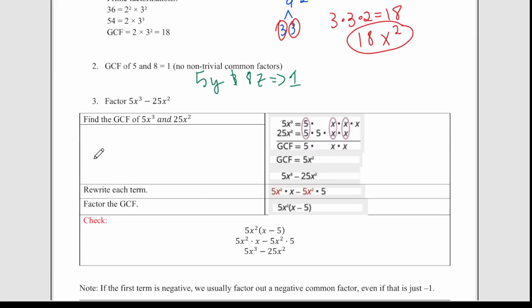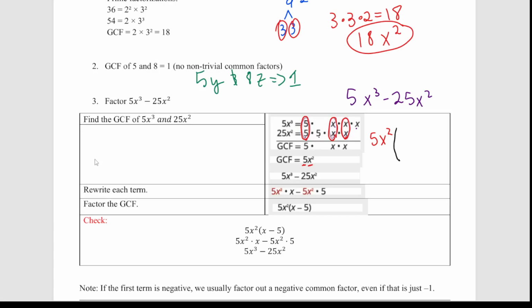Let's go ahead and look at another example. So let's say you wanted to factor 5x cubed minus 25x squared. Well, when they ask you to factor it, what they're asking you to do first is to pull out their greatest common factor. So what's the greatest common factor between these? Well, 5x cubed breaks down into 5 times x times x times x. 25x squared breaks down to 5 times 5 times x times x. So what do they have in common? They've got one 5 in common, and then they've got two x's in common. So their greatest common factor is 5x squared.